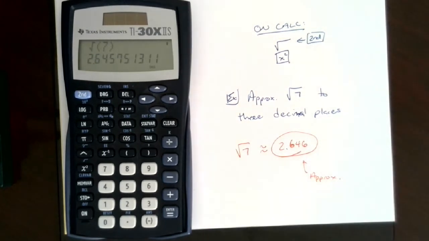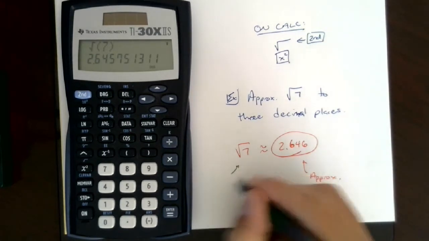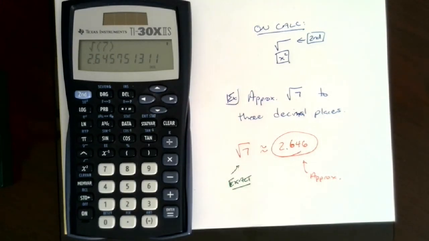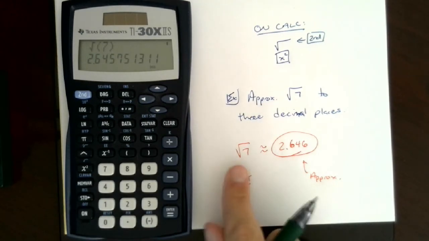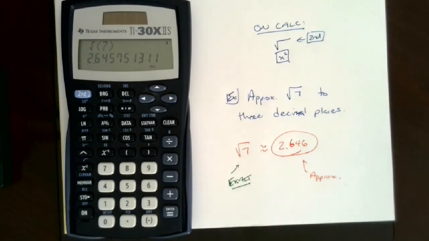If I ask you for the exact answer, the square root of 7 is actually the exact value. We can't be more exact than that. So the decimal is always the approximation. The square root, if it's not a perfect square, you want to leave it as a square root for the exact value.